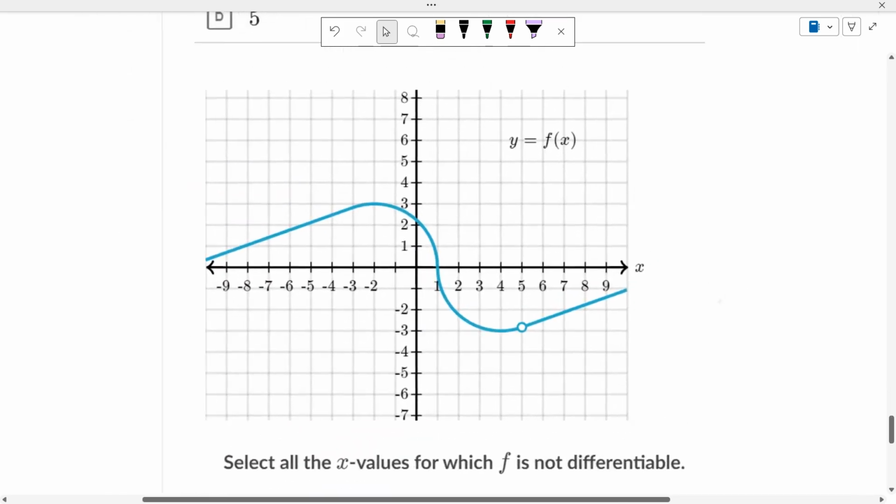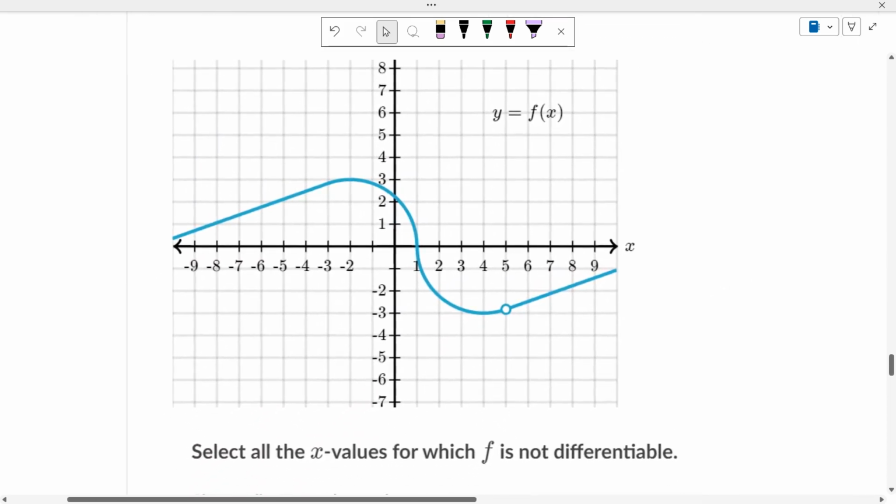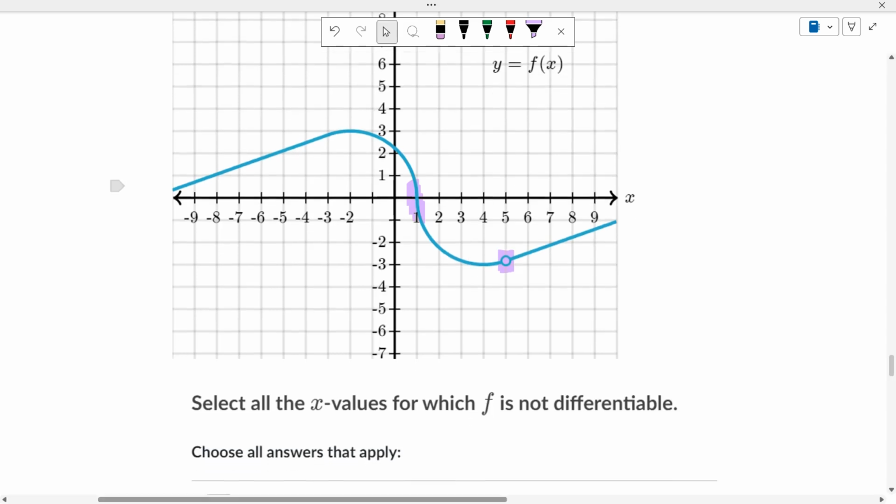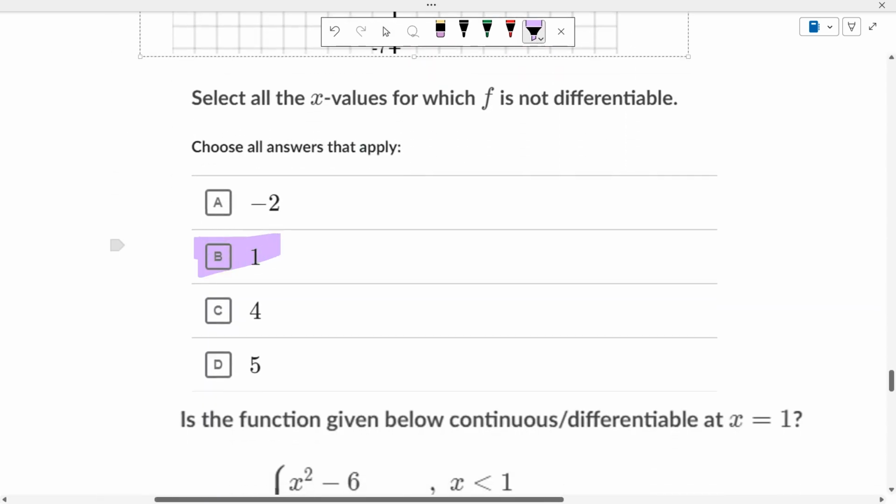This one. Is there any place where this is non-continuous? Yep. At 5, it's non-continuous. Is there any place where it's vertical? Yep. At 1, it's vertical. Is there any place where it comes to a point? No. I mean, this is close here, but there's enough of a curve here where I think we're fine. So it's just 1 and 5 in this case.